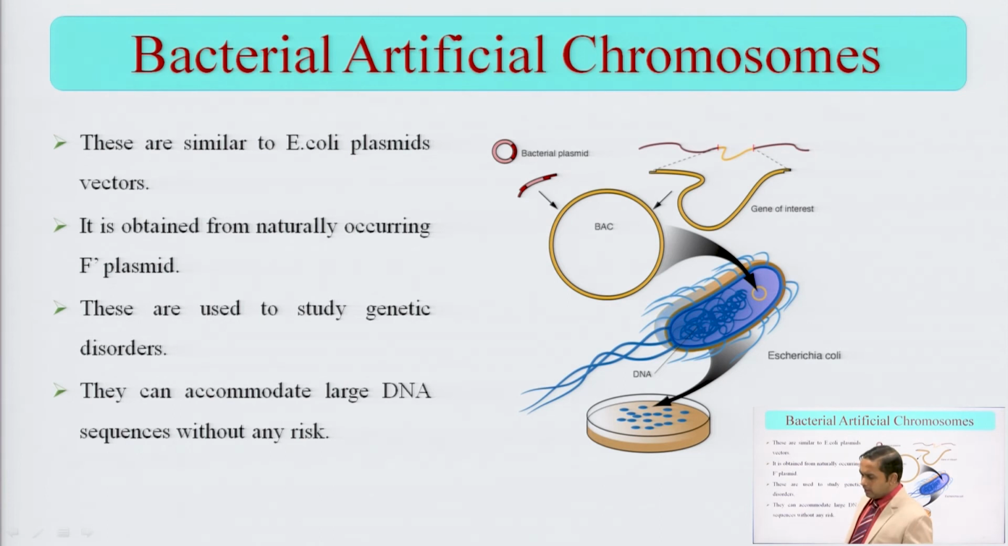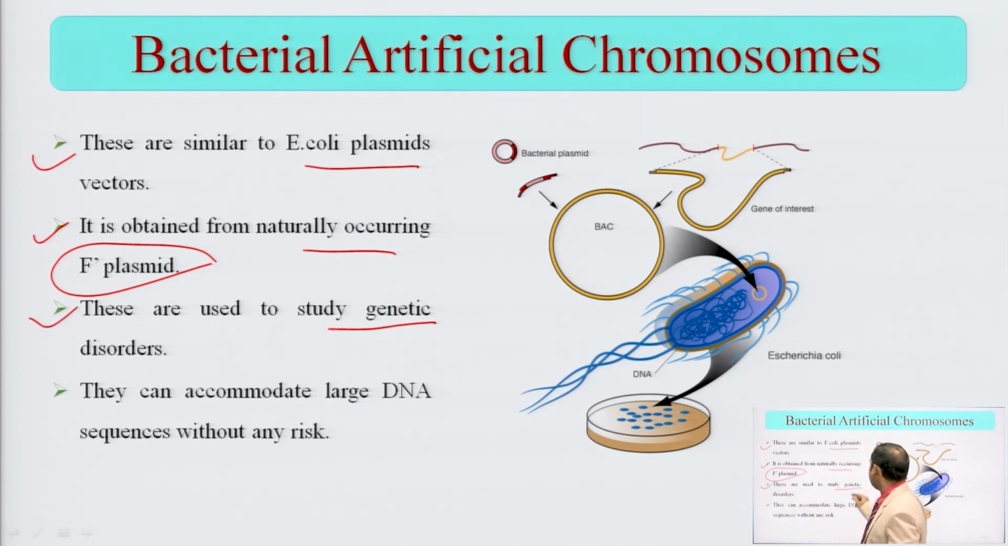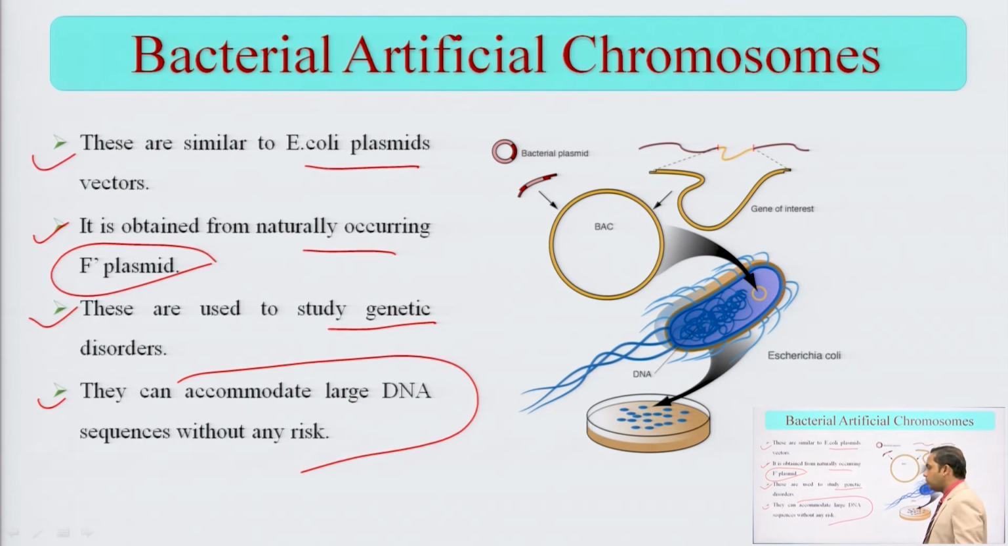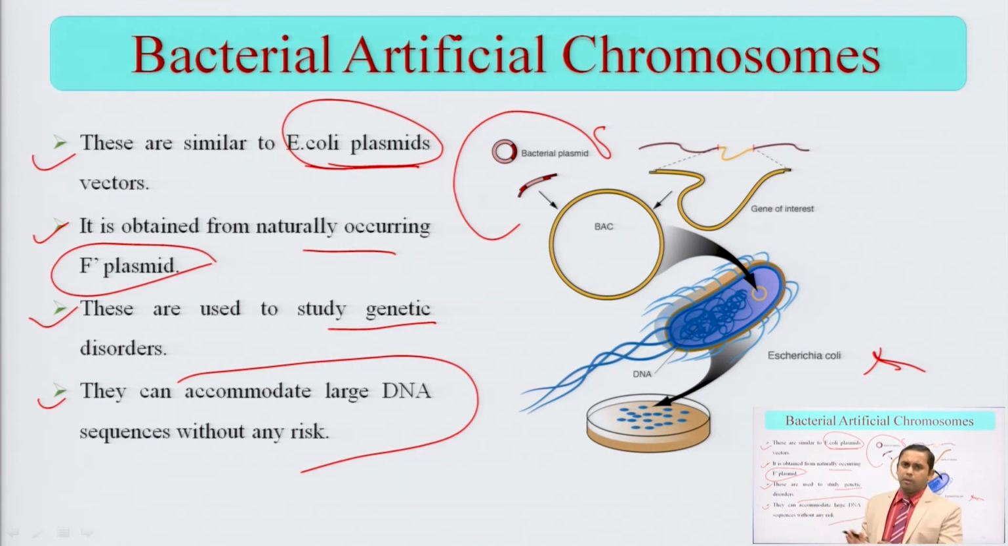Now, bacterial artificial chromosomes. These are similar to the E. coli plasmid vector. It is obtained from the naturally occurring F plasmid, and these are used for the study of genetic disorders, and can accommodate a large DNA sequence without any risk. Okay. This is the bacterial plasmid, this is E. coli, and this is the gene of interest. Almost it is similar to the E. coli plasmid vector, but in that case its size was very small, here the size is slightly bigger.